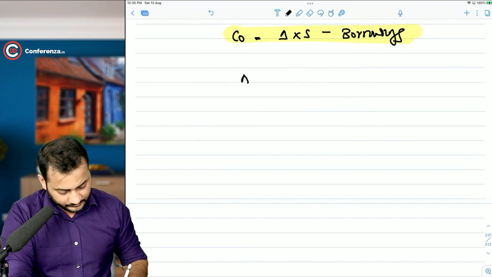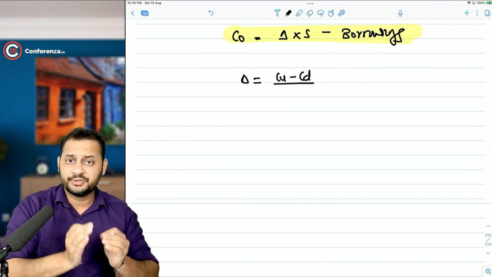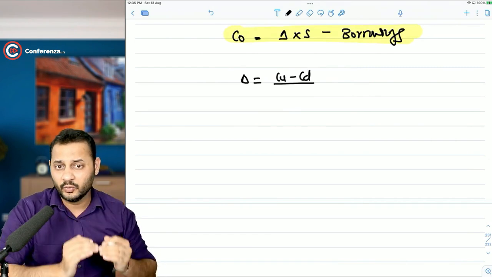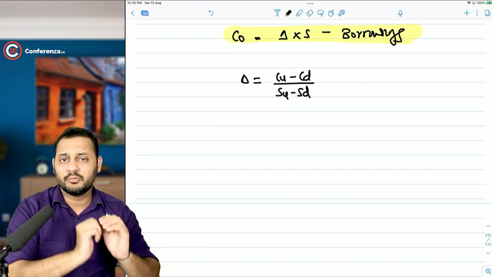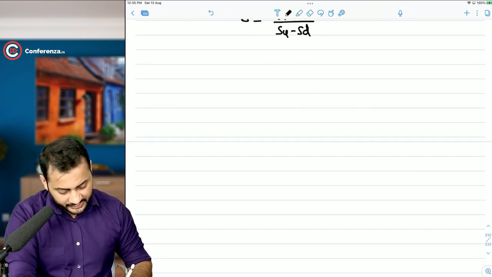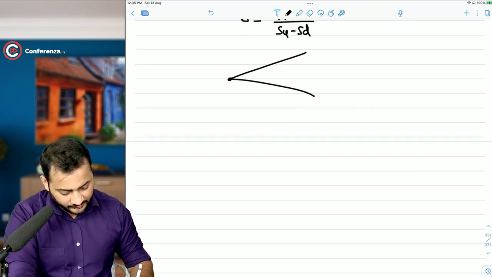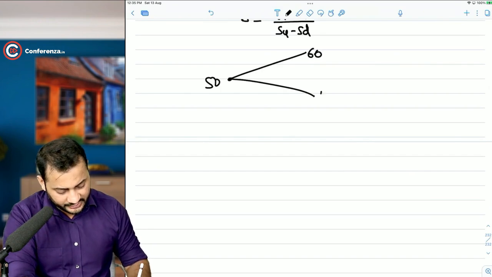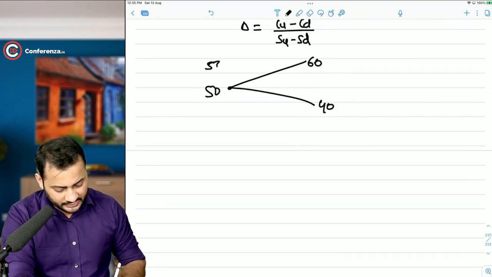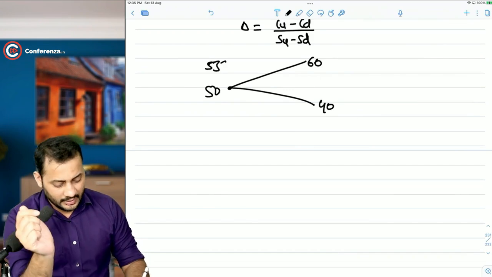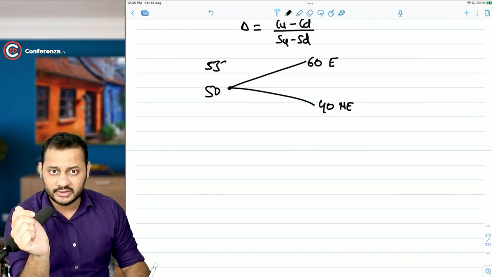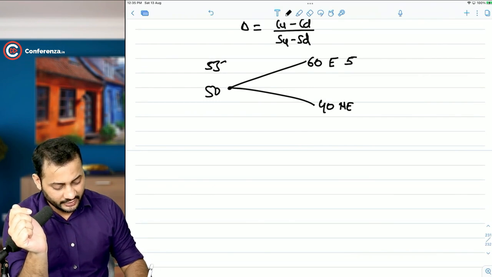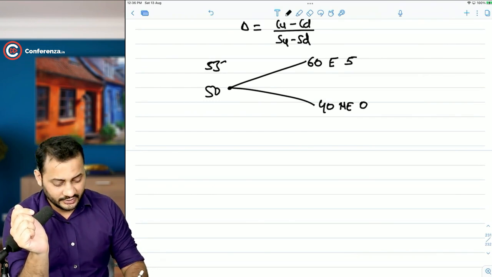The delta is nothing but the difference between the options value at upper and lower level divided by the difference between the stocks value at upper and lower level. You just imagine if you are standing here and the prices can go from 50 to 60 and 40, and the strike price is 55. So what will happen? At this point the option will be exercised, at this point the option will not be exercised. If it gets exercised, you will get 5 rupees, or in this case you will get 0.